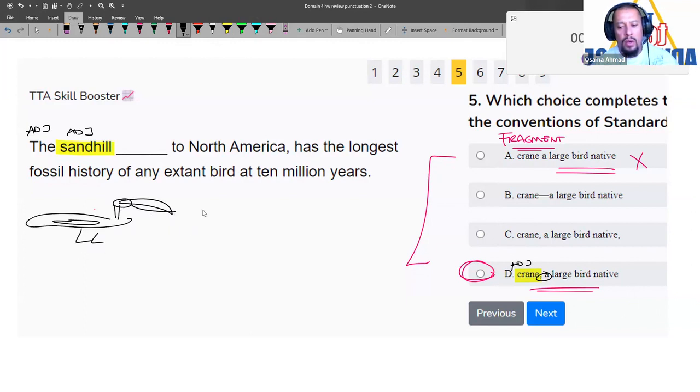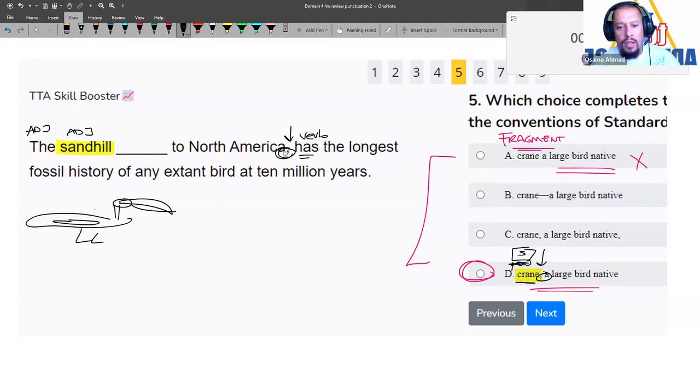Crane is a bird. But again, why did you say A? Because I thought that crane isn't a verb. You're correct, it's not a verb. Then how is there a verb in this sentence? Please listen. Why did we put a comma? Because crane is a subject, comma, and then a second comma, and then a verb.